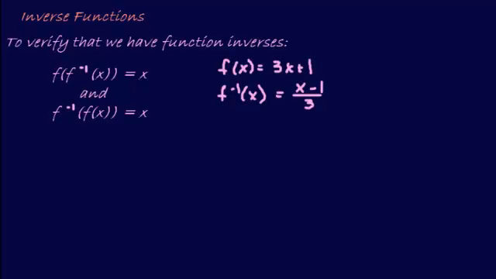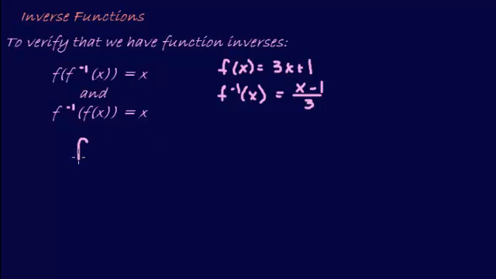In order to verify that two functions are inverses of each other, we have our f of x is 3x plus 1, and our function inverse that we found, x minus 1 all over 3. We need to show the following, and we need to show it for both cases. We need to show that the composition of f and its inverse equals x, and we need to show that the inverse of f composed with f is also x. So I will do the first one.